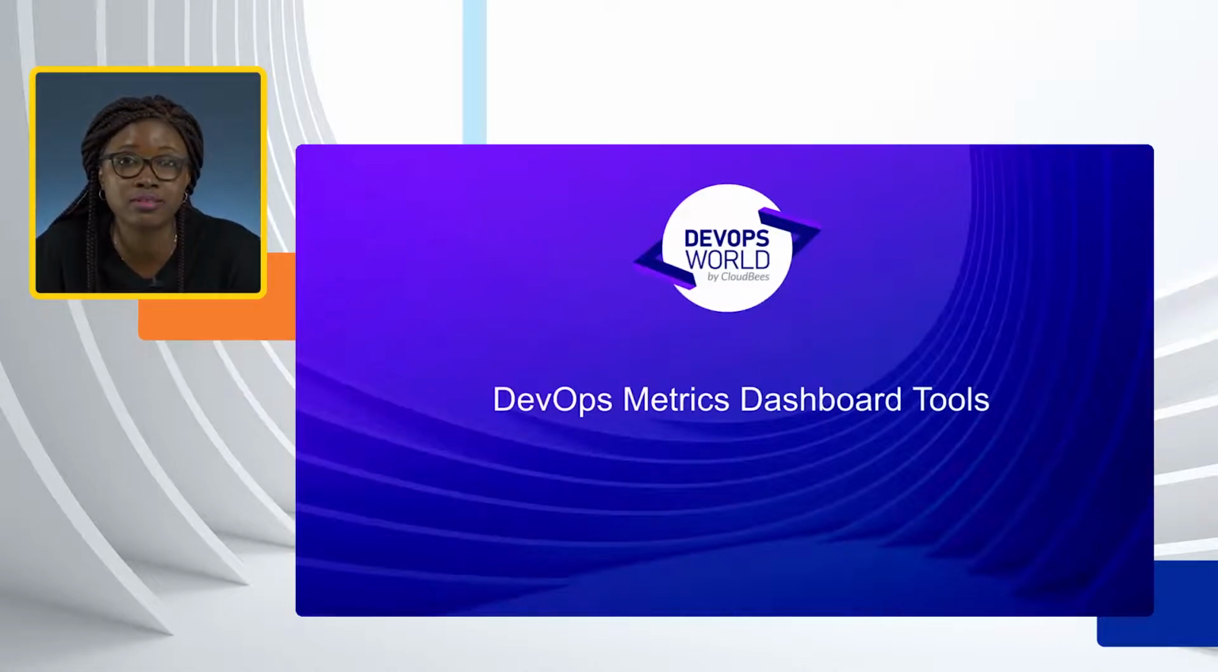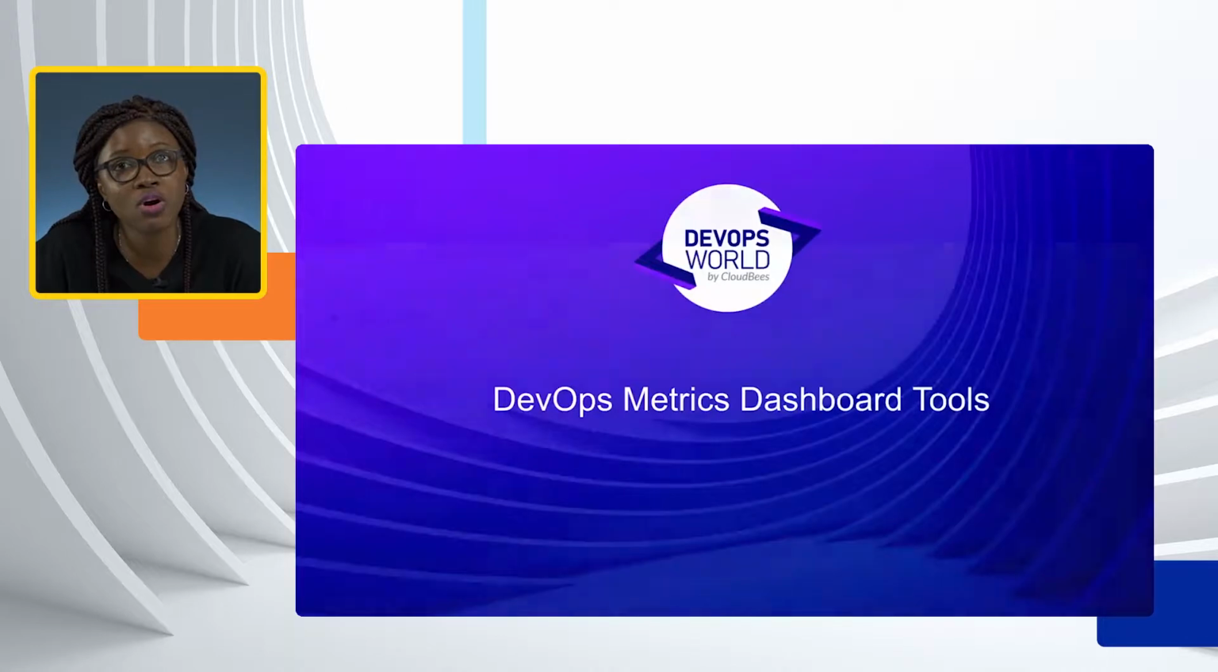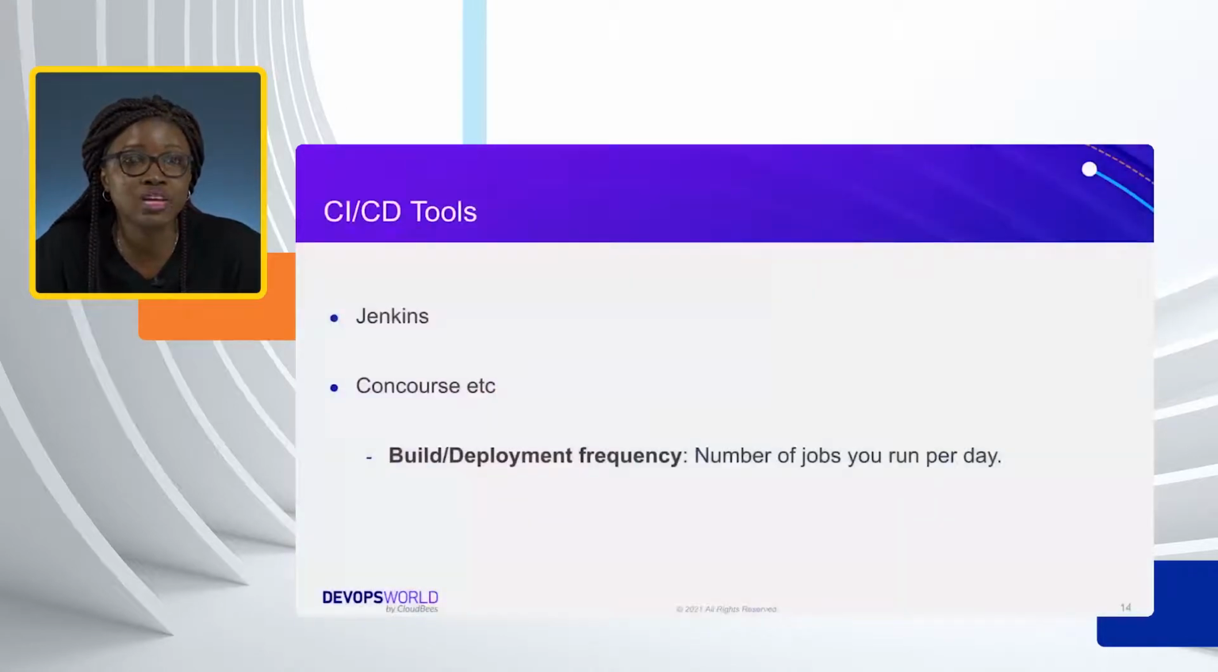in your software delivery performance. So if you would like to set up your own DevOps dashboard, there are actually various tools you can explore. But today we'll look at just 4 or 5 of these tools that you can use to report your DevOps metrics on a dashboard. And the first one is your CI/CD tools. Let's look at Jenkins, for example, or any CI/CD tool you're using at the moment, I believe can get you the number of jobs you run per day.